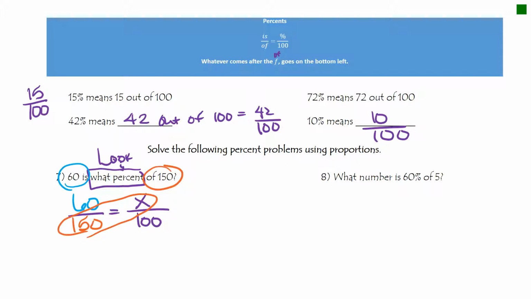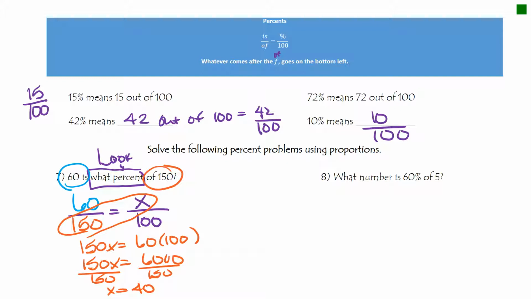When I cross multiply, I get 150x equals 60 times 100. So I have 150x equals 6,000. I'm going to write really small. I divide by 150. So x is equal to 40. Now, you've got to remember, x is 40, so that is 40 over 100. But what's the question? The question says what percent? So you need to put a percent sign there. It is 40%.